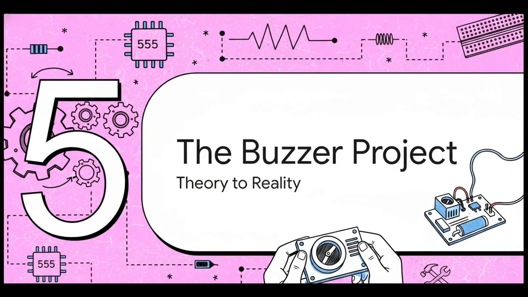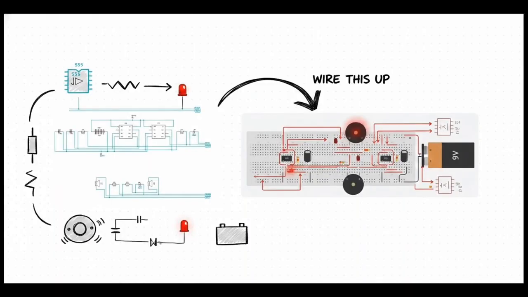Okay, Section 5, building the buzzer project, theory to reality. Taking this from a paper schematic to a real physical breadboard is honestly super simple. We're going to pair our 555 timer with a flip-flop IC and power the whole thing with a 9-volt battery. We just add some carefully chosen resistors and capacitors to dial in our timing, plus a buzzer and a red LED for our output indicators. It might look complex, but it's really just a matter of connecting those pins we just learned about.